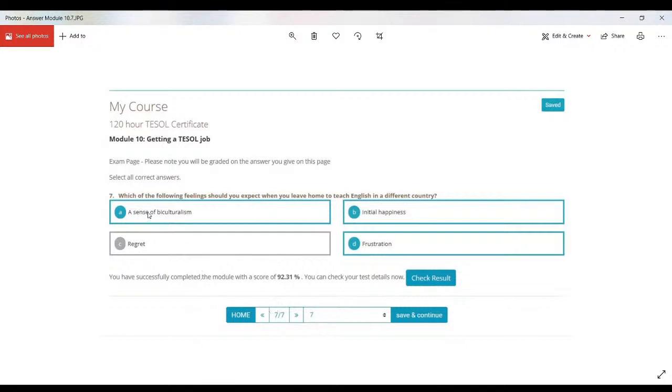Last question. Which of the following feelings should you expect when you leave home to teach English in a different country? Okay, ito na yung iba't ibang tawag dito, stages na natalakay natin kanina. Letter A, a sense of biculturalism. Letter B, initial happiness. And of course, frustration. Okay, so natapos natin, finally. Ngayon, check natin yung marks natin. Ako, ito lang yung mark ko, kasi meron akong hindi na-click dito sa mga to, right? Kunyari, baka ang na-click ko lang is initial happiness and frustration. So, it means hindi ko na-click itong isa, yung a sense of biculturalism. So, bawas na siya sa score ko. Okay, save and continue.